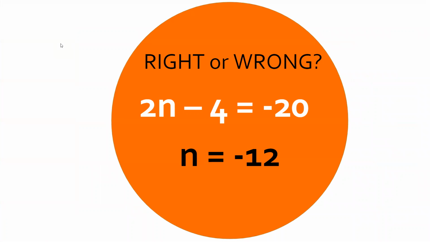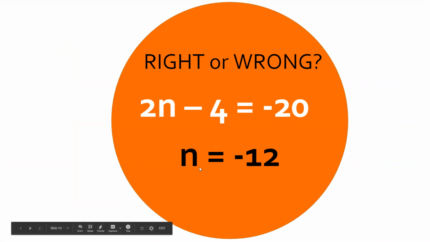So now we're going to play a game of right or wrong. So in order to do these, I'm telling you that n equals -12 down here. So you're going to see if Miss Christie is right or wrong by taking that -12 and substituting it into n. So make your prediction now. Is Miss Christie right or wrong that n equals -12?